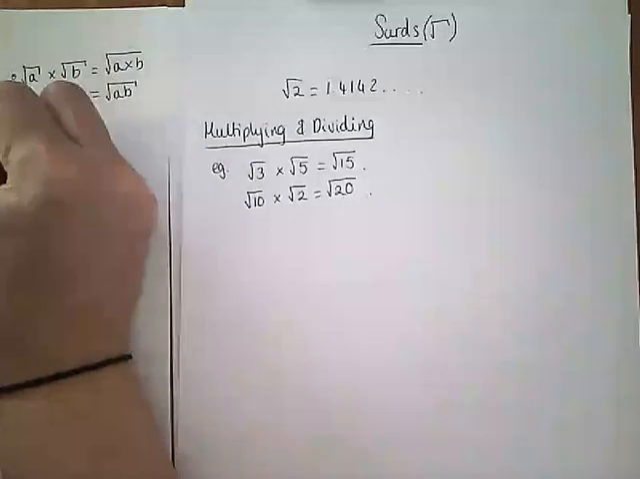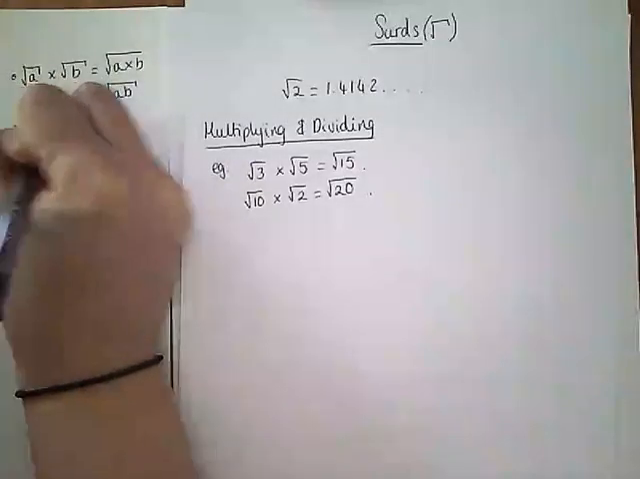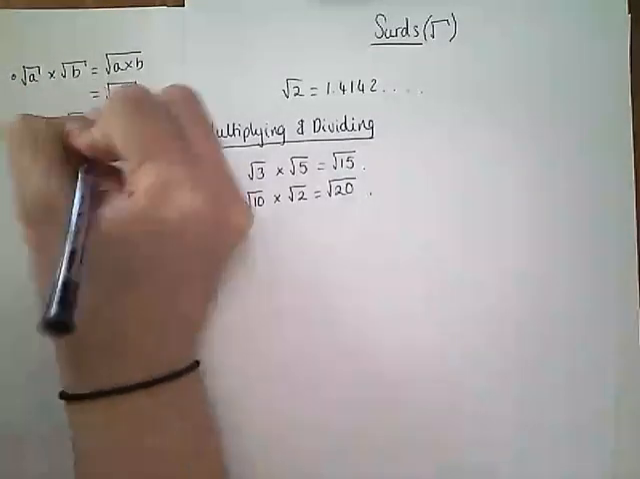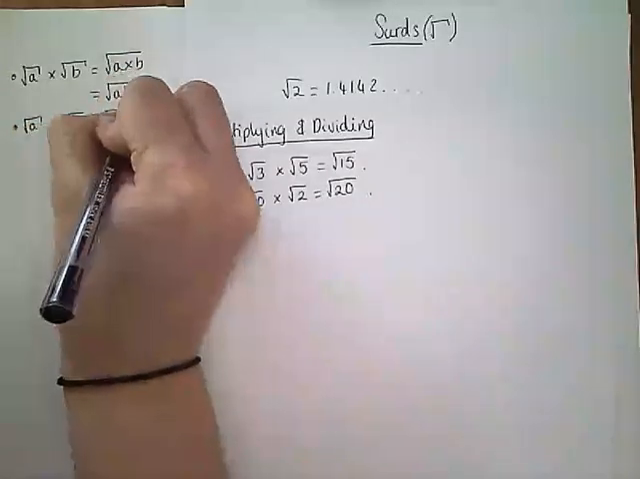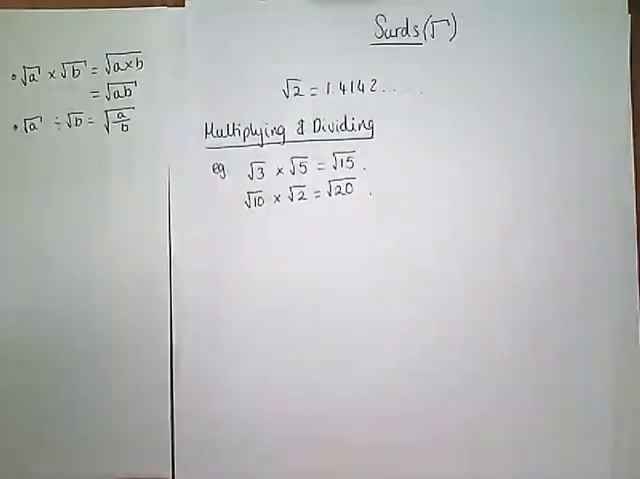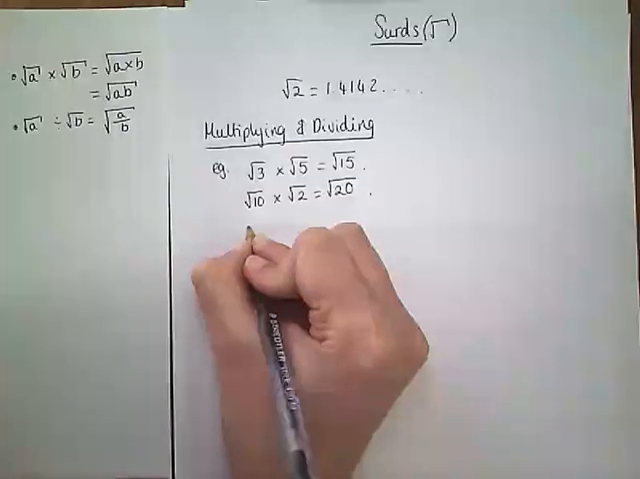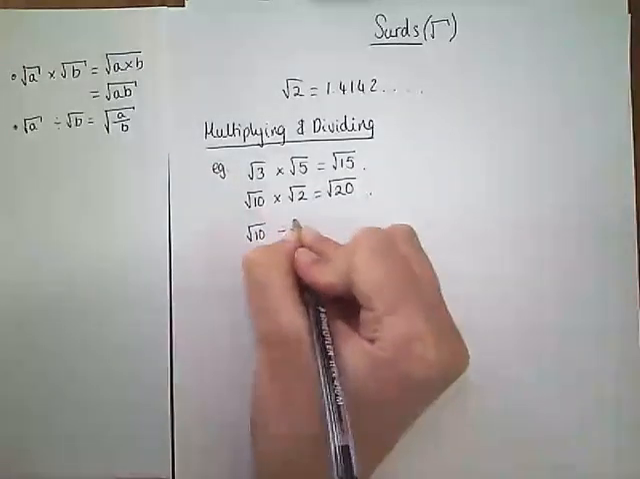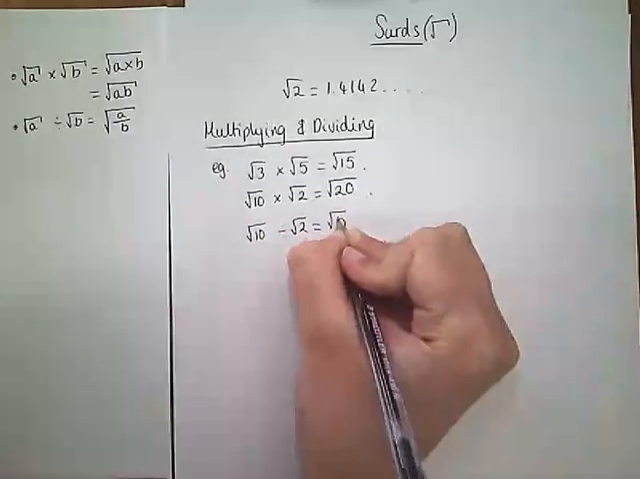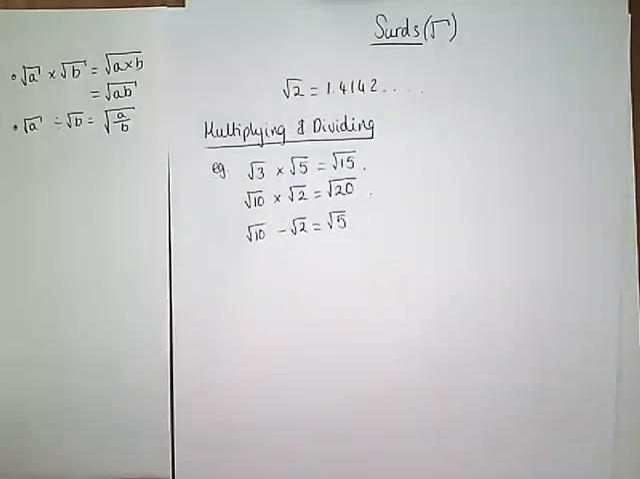Okay, same with dividing. If we divide root A divided by root B, that is the same as root A over B, A divided by B. So if we had root 10 divided by root 2, that would be root 5. Okay, multiplying and dividing, fairly straightforward.